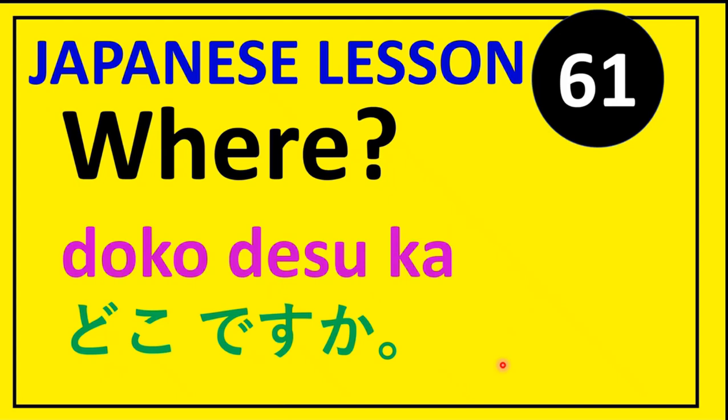This is a place where you can learn and know more about Japan and the Japanese language in a very simplistic manner. Today is the 61st lesson of this series in which we shall learn one more interrogative word which is doko. Doko desu ka means where is it?